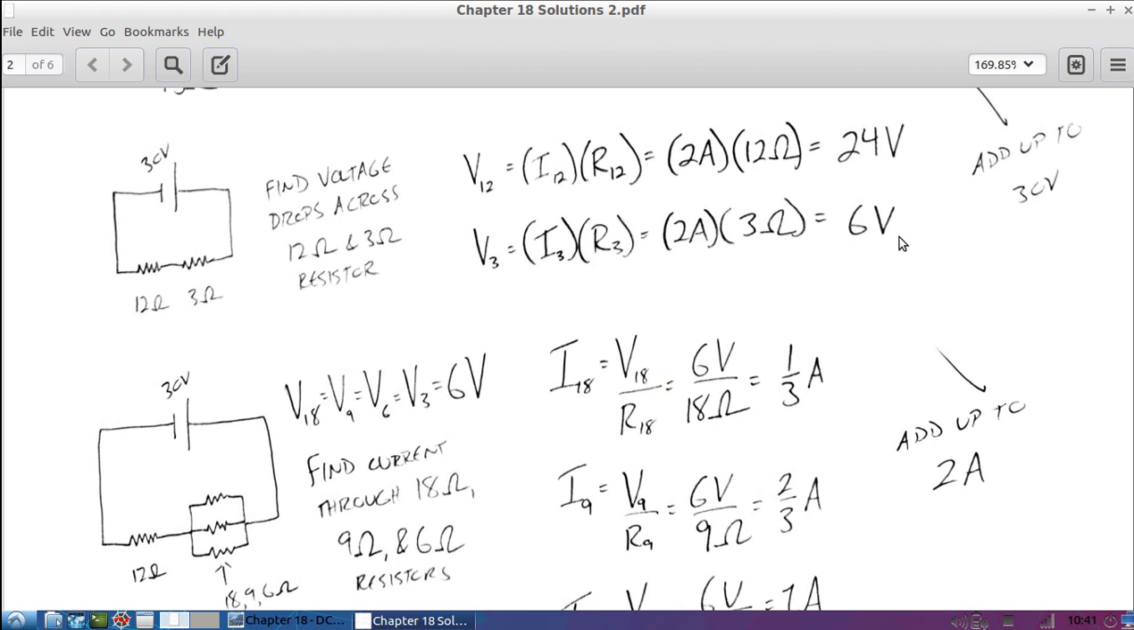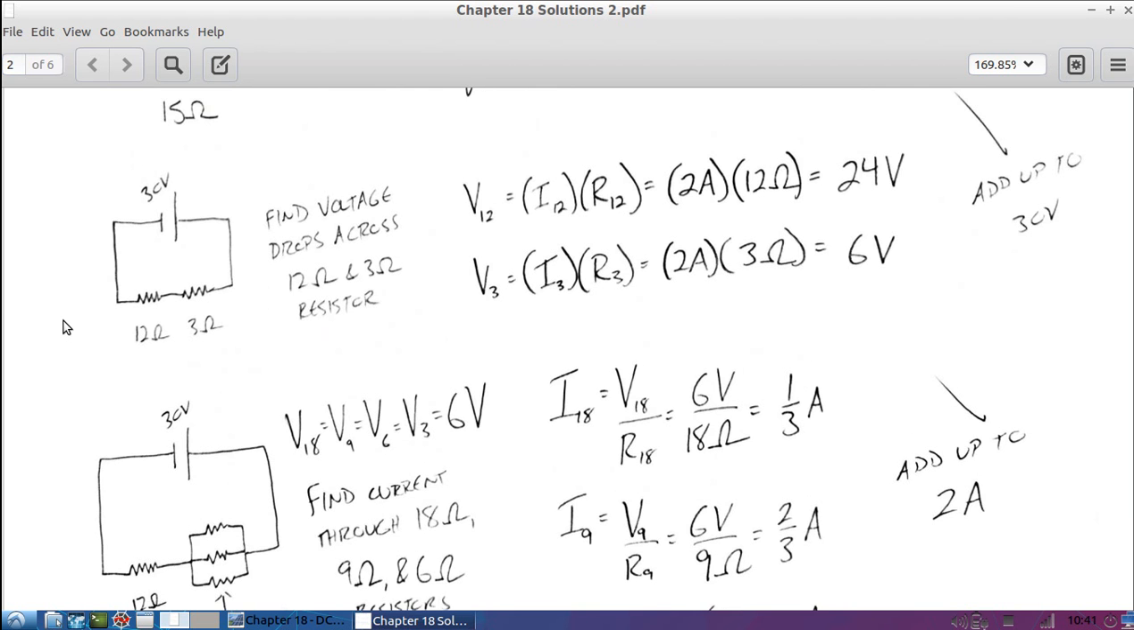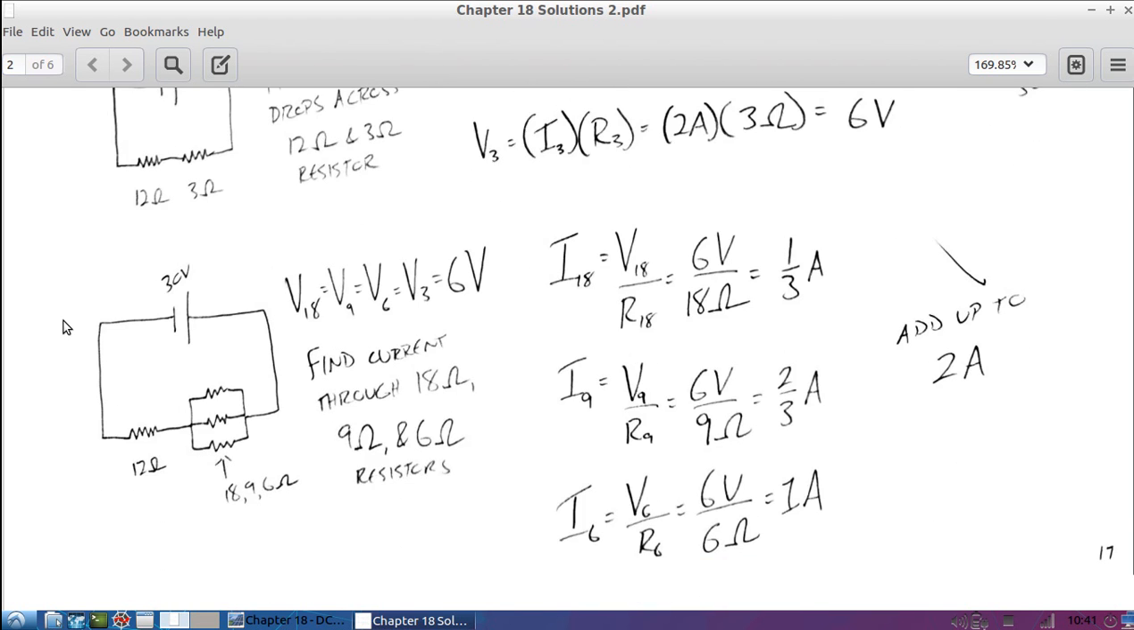So I'm doing good so far. Feel good about my answers. All my rules are evident here, right? So the loop rule holds, and so Ohm's law is giving me good voltage drops across the resistors.